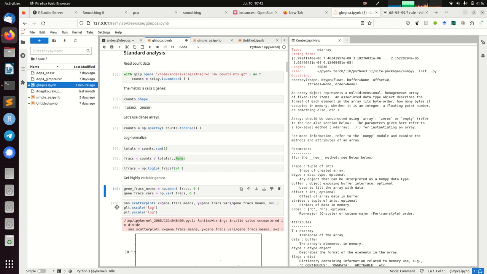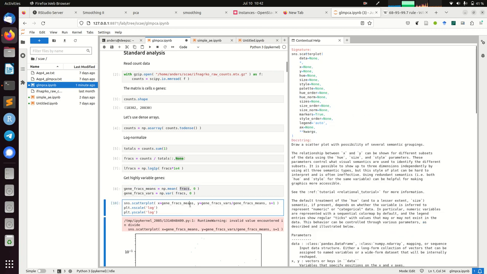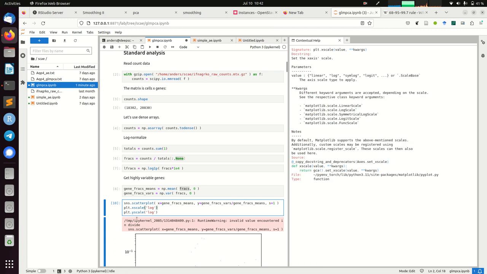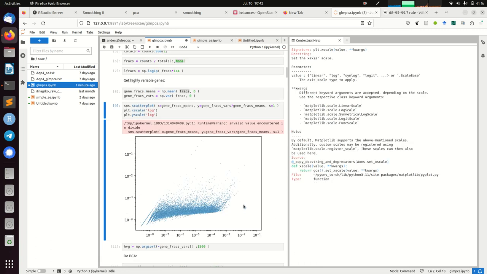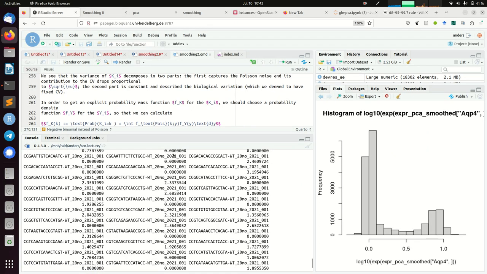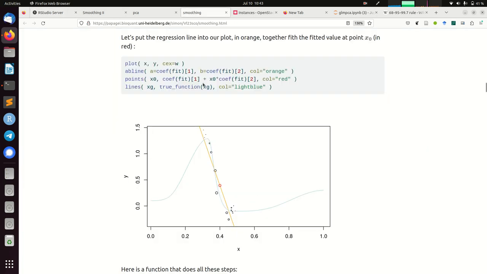As you may or may not remember from earlier this term, we said we do this always before taking the log. So it says here frac and not log frac. And I calculate here this time across axis 0, so I get the means and variances per gene, and I get this picture that you might remember from the beginning, where each dot is a gene. Now I take the top 1,500 of these genes as my highly variable genes. This is exactly the same as I also did in R, so I should get exactly the same genes.